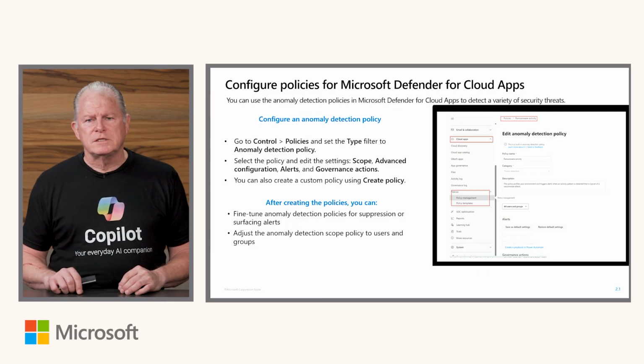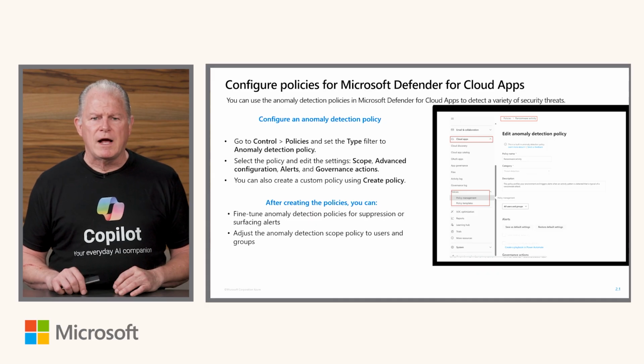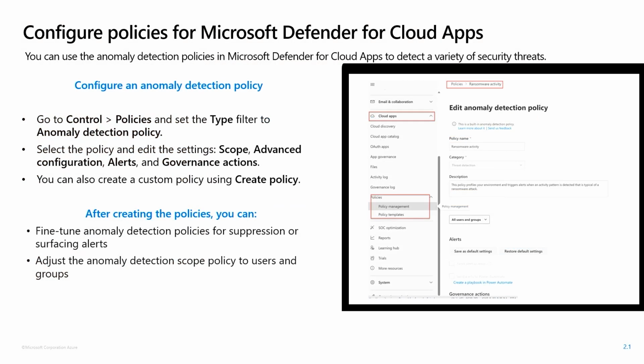Anomaly detection policies are designed to identify unusual activities that could indicate potential security threats. Some of the common threats you need to be able to identify are impossible travel, activity from infrequent countries, and malware. Some of these may seem familiar to you, but don't get them confused or think that they're already configured. For example, impossible travel is also in Microsoft Entra ID's conditional access policies.